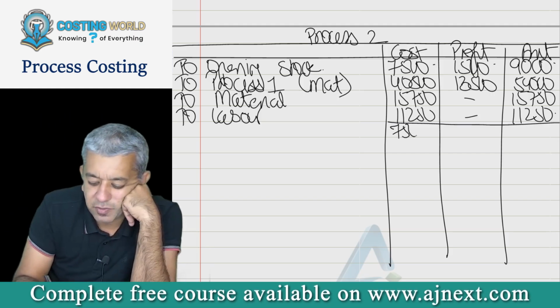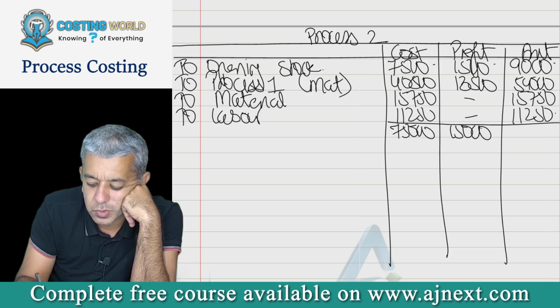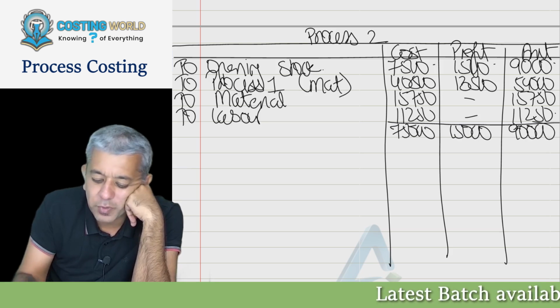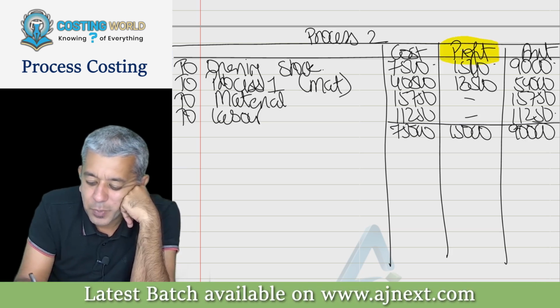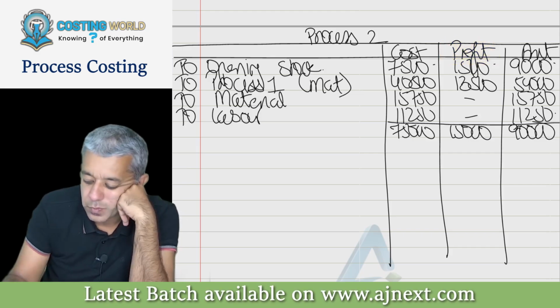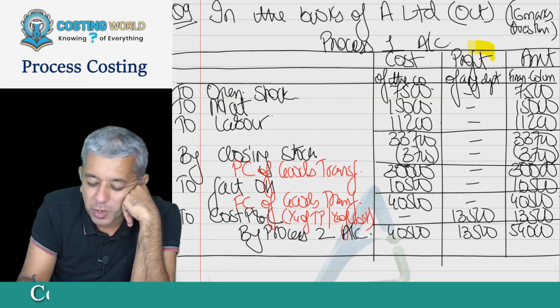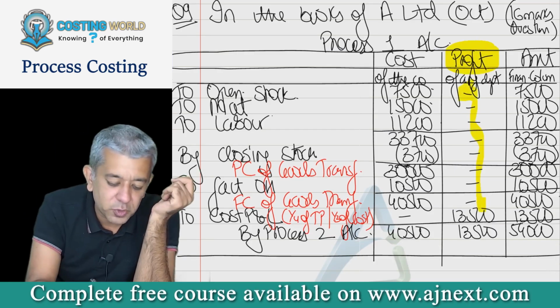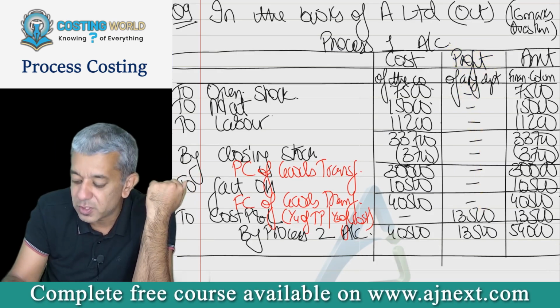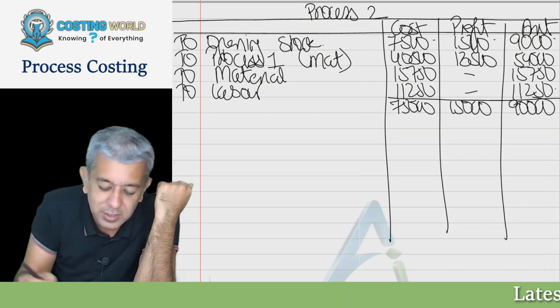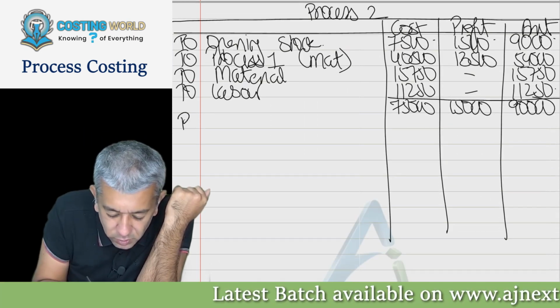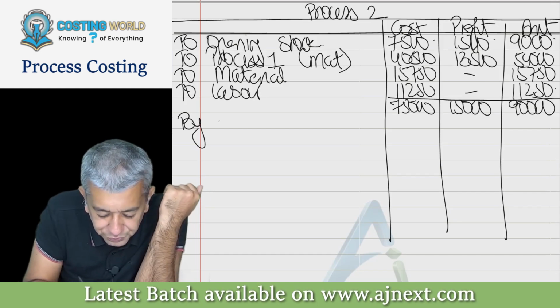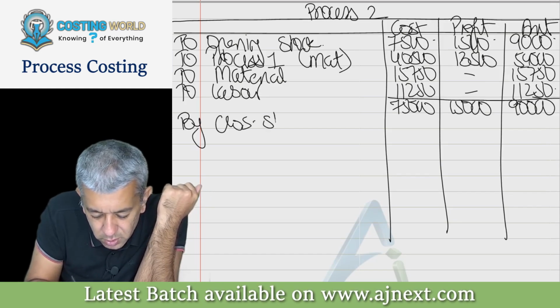$75,000, 15,000, 90,000. Now you will understand why I prepared this profit column. In the first process, this profit column was technically of no use to me, because in any case there were no profits over there, as that was the first process. But from the second process onwards, I'll be having good use of this. So write down, by closing stock.